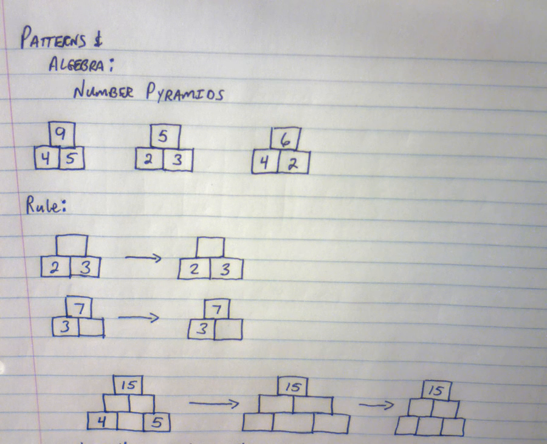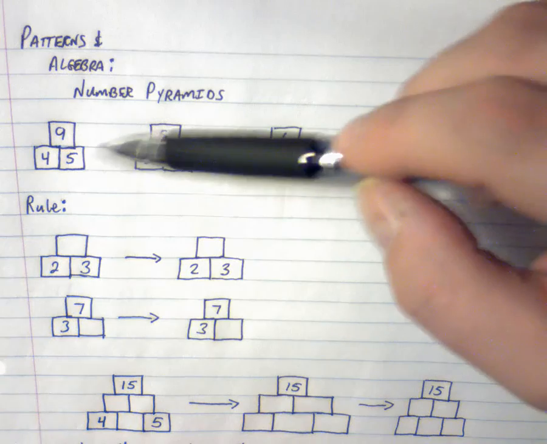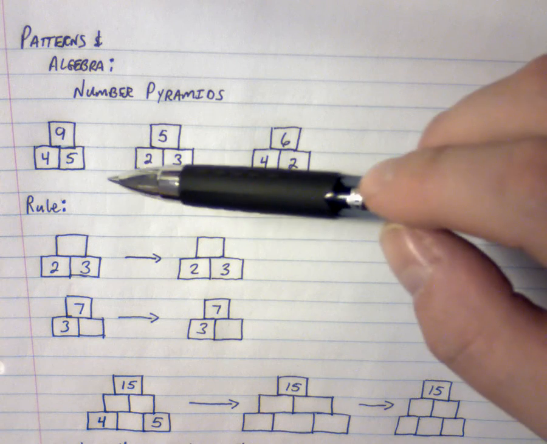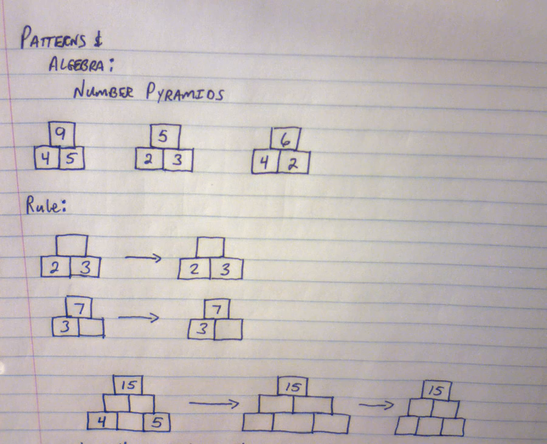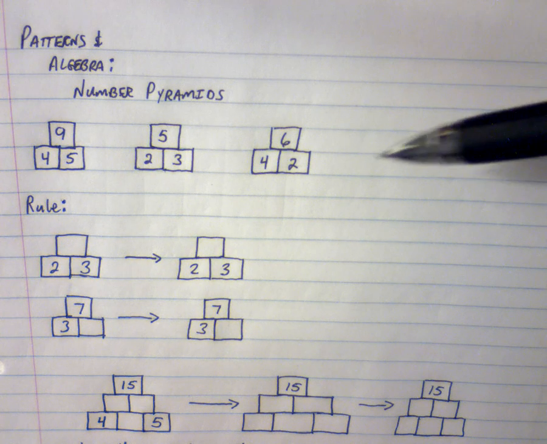Now, number pyramids are just simple things, and all we're going to be doing is looking at some number pyramids with addition or subtraction. What I would like you to do is take a look at the first three number pyramids, and you should easily be able to figure out what the rule is and what is happening there.